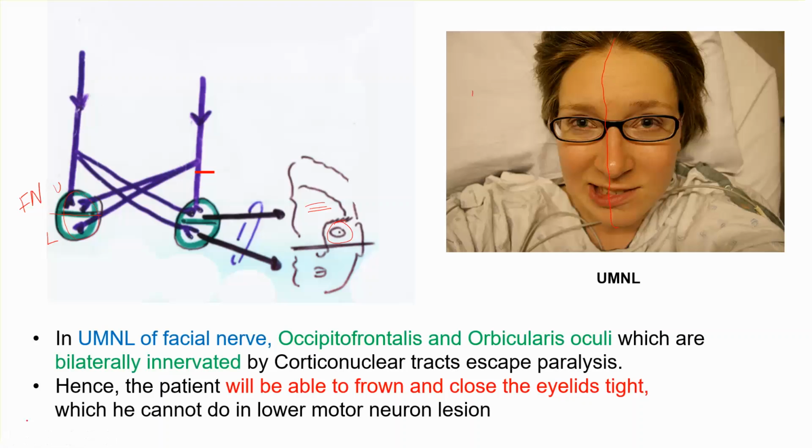The reason is that in the upper motor neuron lesion of the facial nerve, the occipitofrontalis muscle, which helps in the wrinkling of the forehead, and orbicularis oculi, which helps in closure of the eye, have bilateral innervation by the cortico-nuclear tract, and therefore they escape the paralysis. So these two, the occipitofrontalis and the orbicularis oculi, will both function normally. The reason is because they have bilateral innervation.